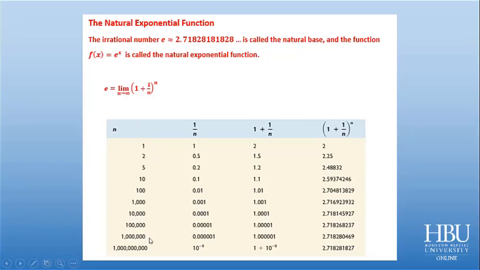n is approaching infinity. And as you substitute all of these values for n into this expression (1 + 1/n)^n, if you look in the last column, you can see that the result is getting closer and closer to a limiting value. That limiting value is defined to be the irrational number e.